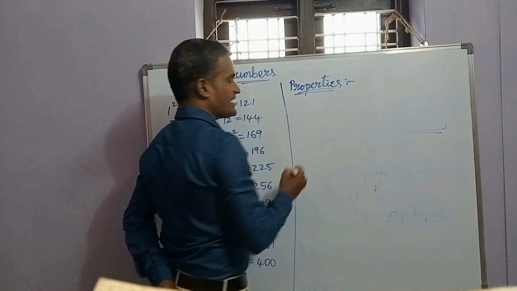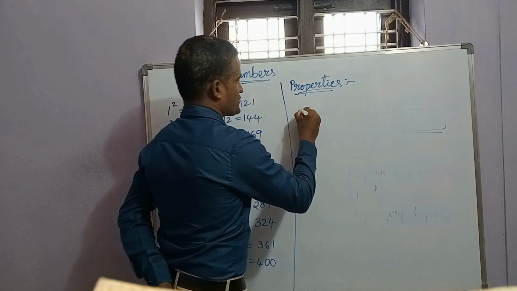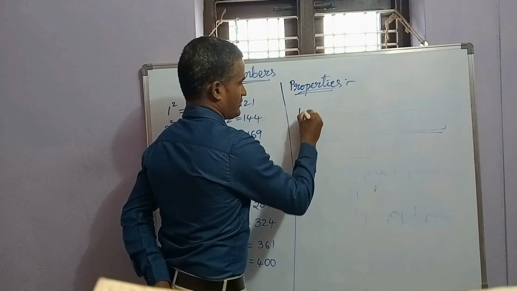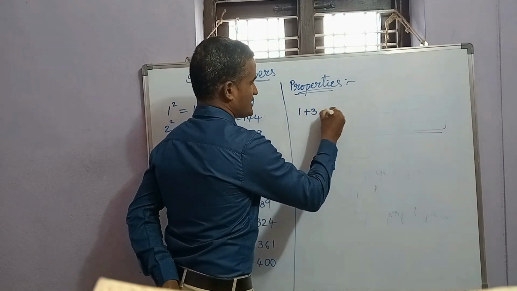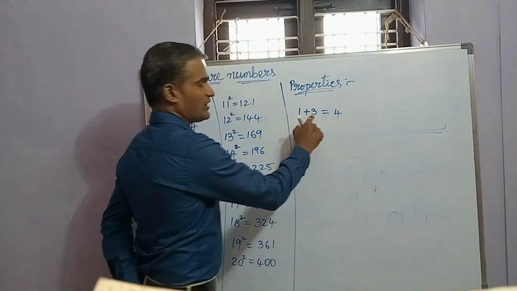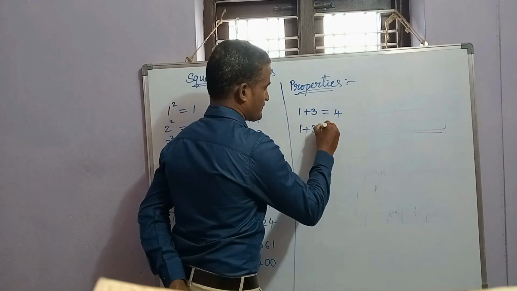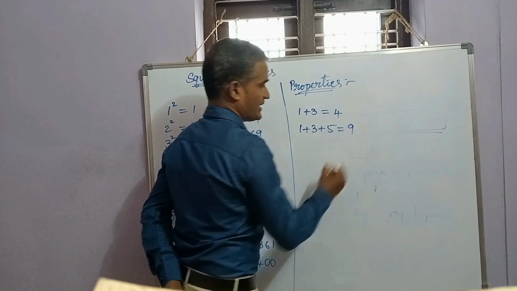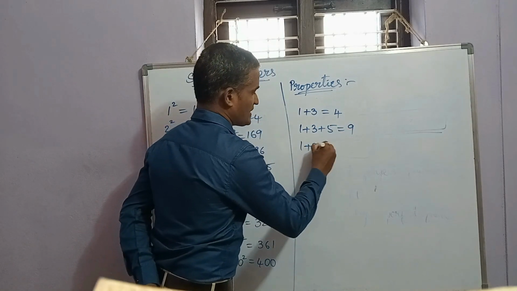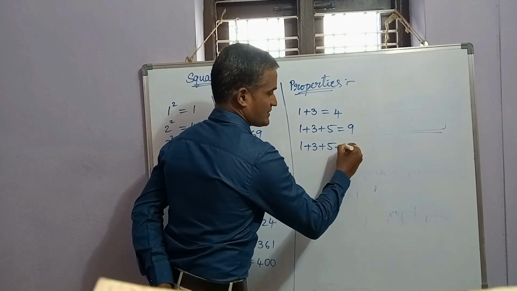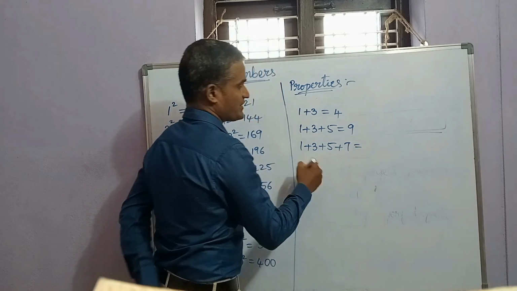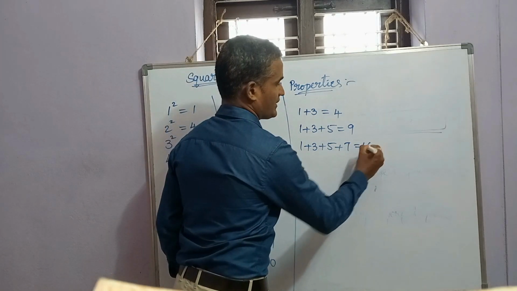See, now we'll take the sum of the odd numbers. So we'll take 1 plus 3, the answer is 4. Here you observe 1 plus 3 got it as 4, and 1 plus 3 plus 5 you got as 9, and 1 plus 3 plus 5 plus 7, you observe this, it's got as 16.